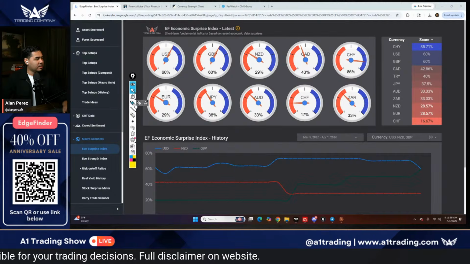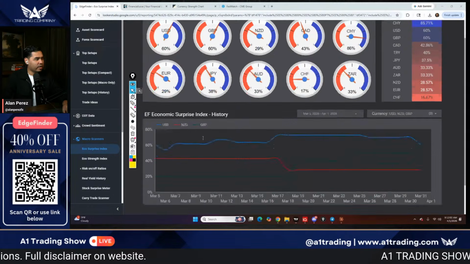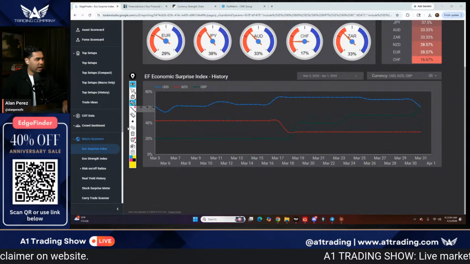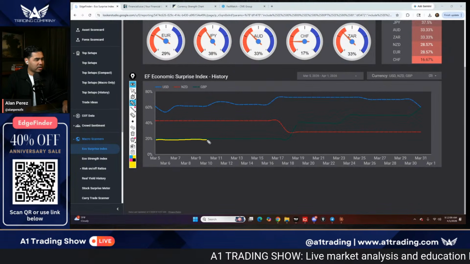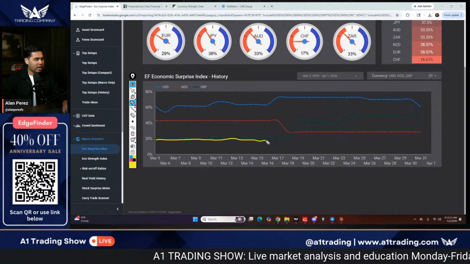This one shows you basically in the last couple readings how things have been looking. If you look down here, you'll see the pound. I'm going to put this here in yellow. It was at the very bottom, right? So the price action reflected that too. Pound was getting very weak against the dollar. Now you're seeing the opposite.